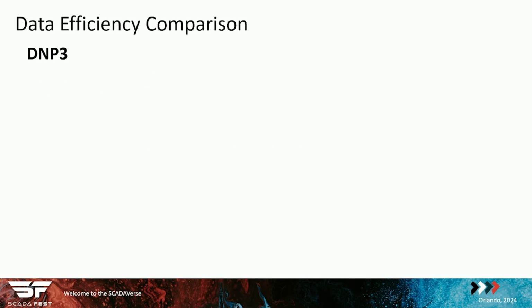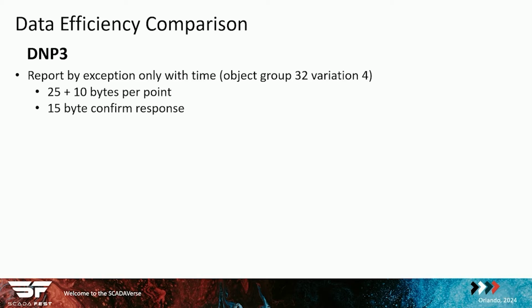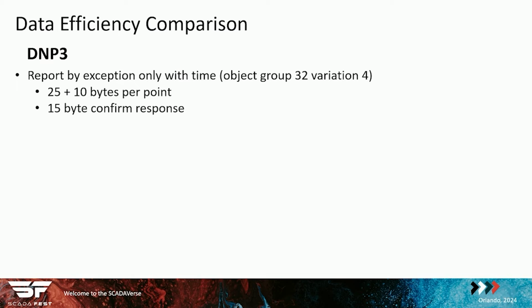For DNP3, there's 4 different cases that I'm going to consider because the protocol lets you do a lot more things. There's more ways you can configure it. The first is report by exception only, including the timestamp of when things happen. So you get basically 40 bytes of overhead: 25 on the unsolicited response coming to you, plus your 15-byte response back to the RTU saying, hey, I got your message, and then 10 bytes per data point included in the message.